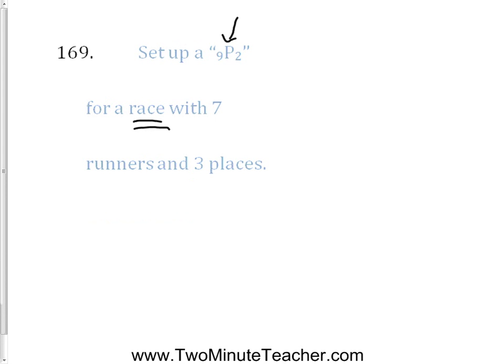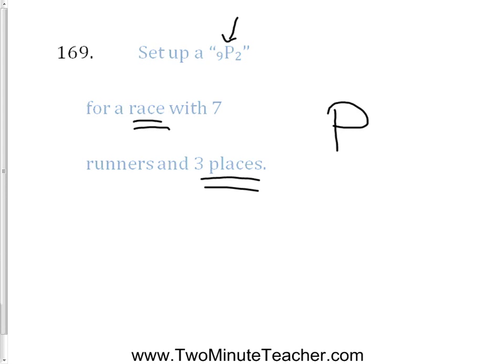Well, first of all, this is a race with 7 runners in 3 places. A race implies that you've got places in order, and the order matters. Remember what we were saying on that permutation combination thing? If order matters, then you want a P, a permutation.